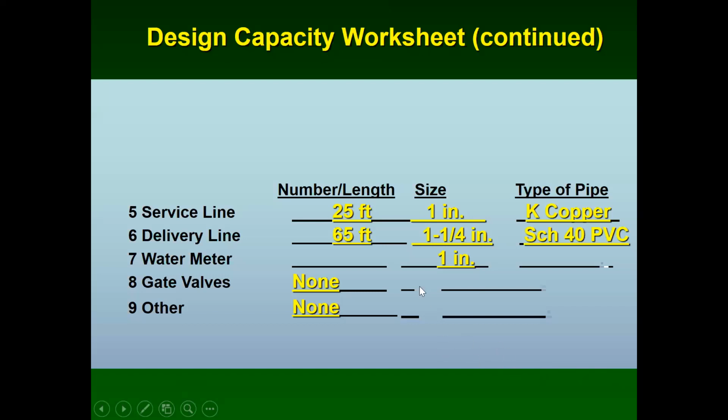So this is what you should have. Our number and length, 25 and 65, none. Our size: our service line is 1 inch, our delivery line is 1.25 inch, and our water meter is 1 inch. Type K copper and Schedule 40 PVC. You guys are good on that part? Yep. All right.